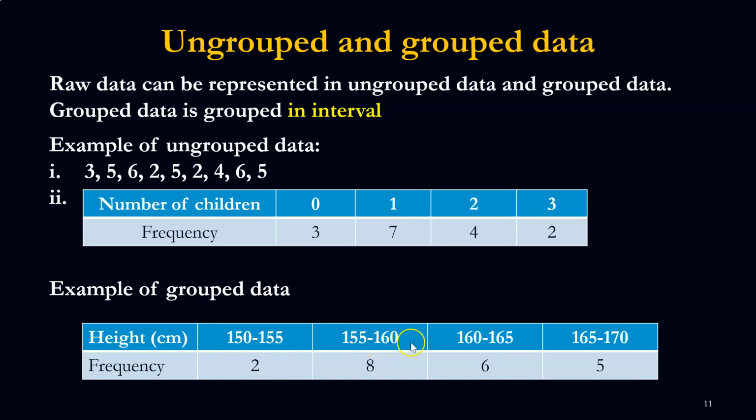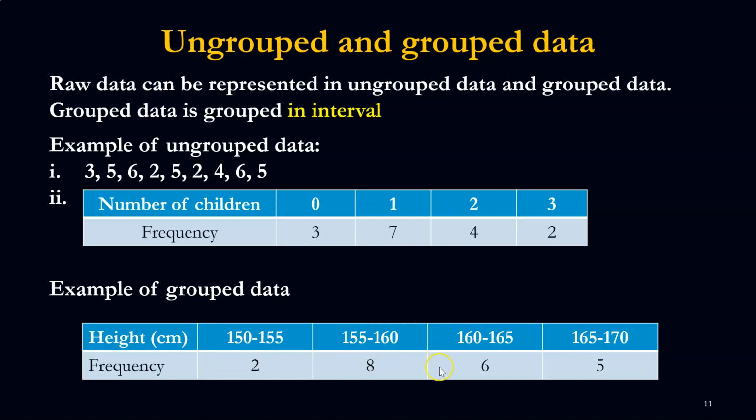105 to 160, 160 to 165, 165 to 170. So each of these intervals has its own frequency. For 150 to 155, you have 2%. Then for the next one, you have 8. For the next one, you have 6, and the last one, you have 5. So this is all group data.